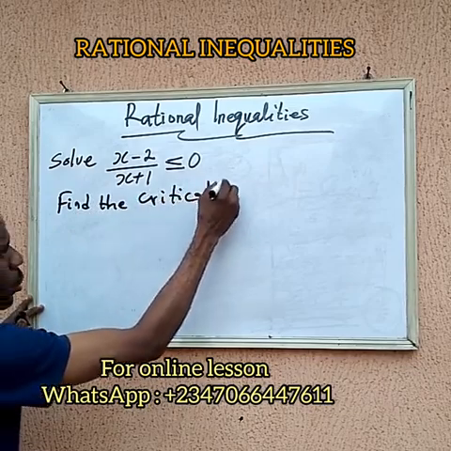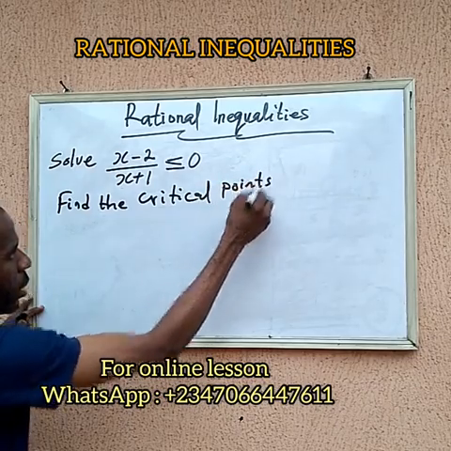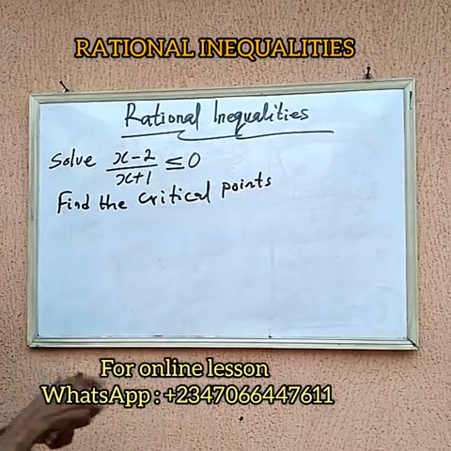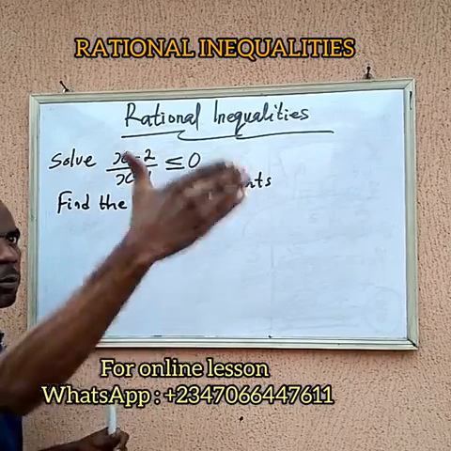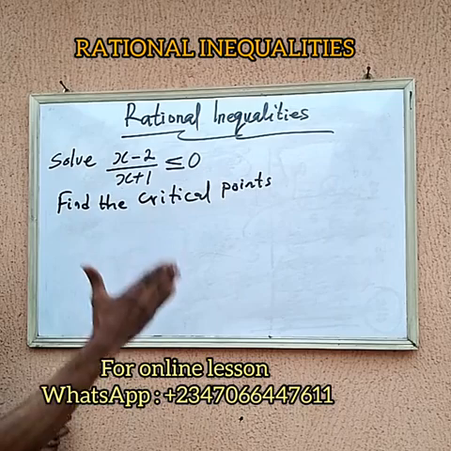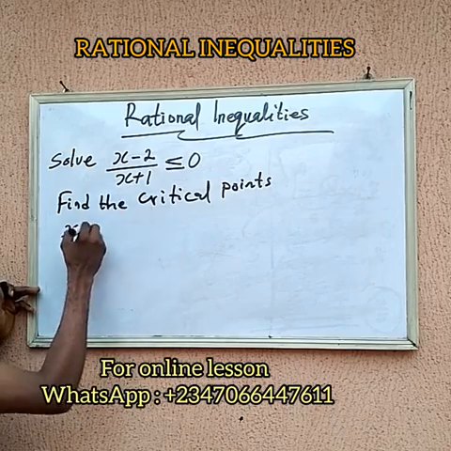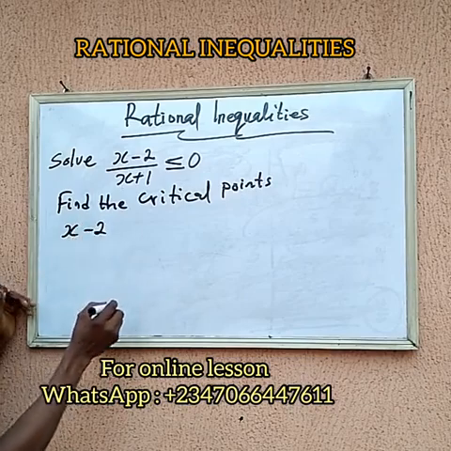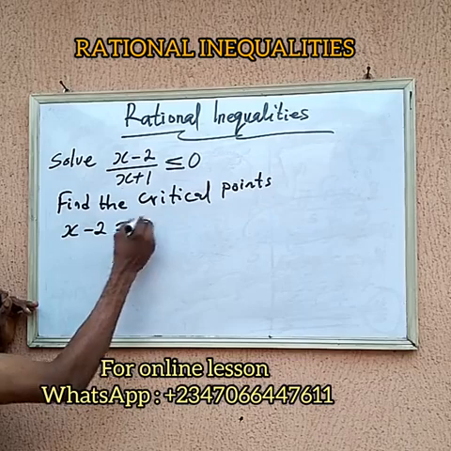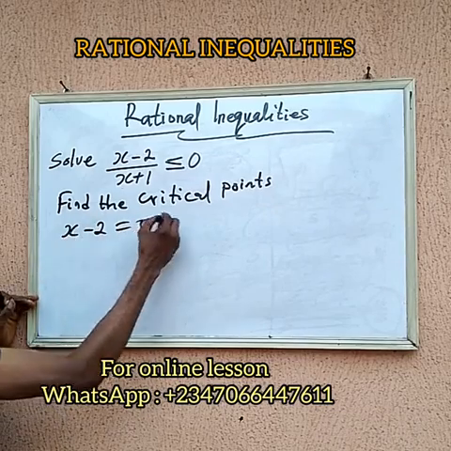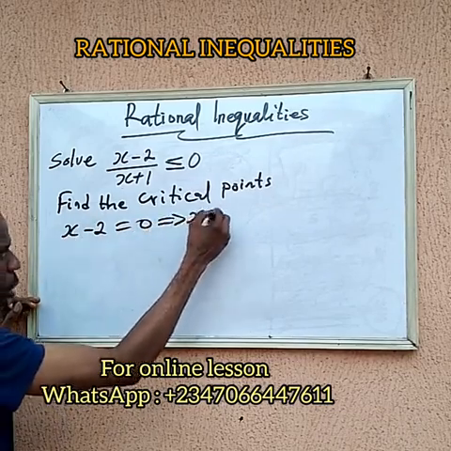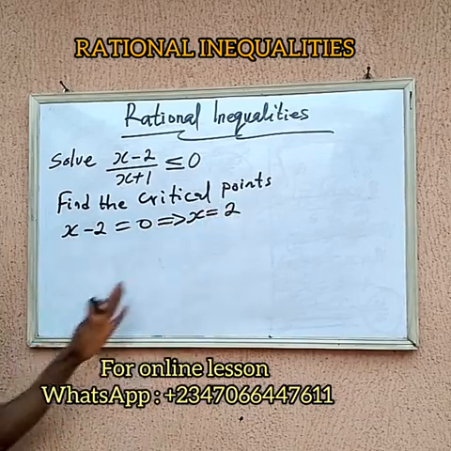We are going to set the numerator and the denominator to 0. So we are going to look at the numerator now. The numerator is x minus 2. We set it equal to 0. So from there, we get the value for x, and that value is a critical value for x. That is for the numerator.